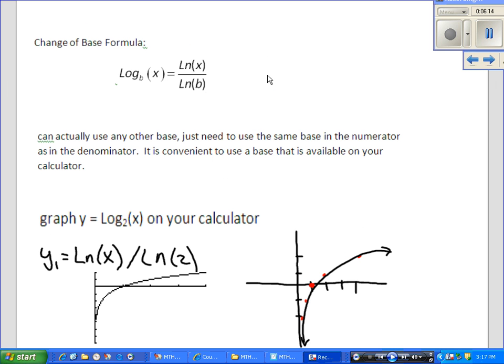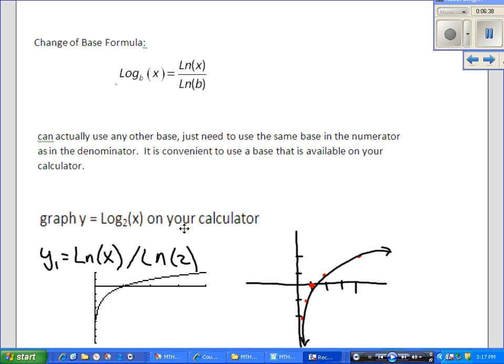So just to lay that out formally, change of base formula. Log base b of x is the natural log of x divided by the natural log of b. You're going to want to memorize that for the test. You can actually use any other base besides the natural log. Common log is a good one also. It's convenient to use a base that's available on your calculator. So most calculators just have log base e and log base 10.